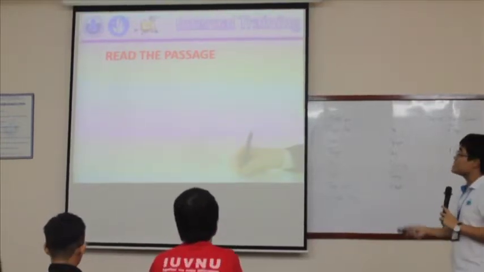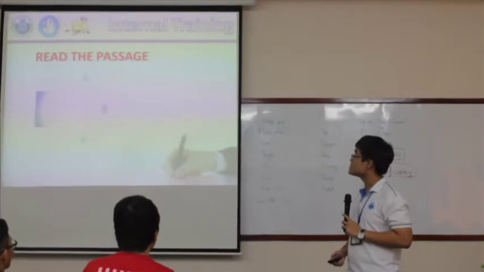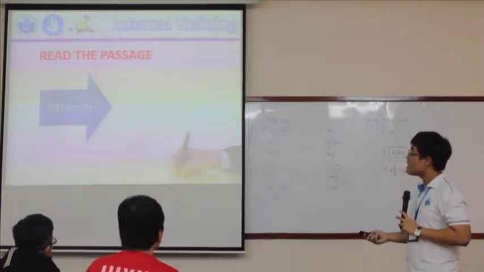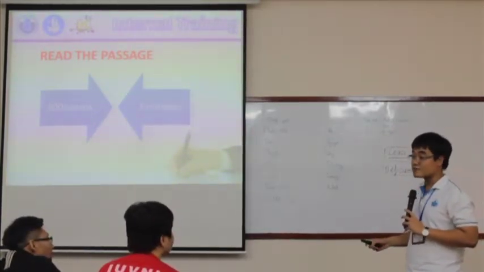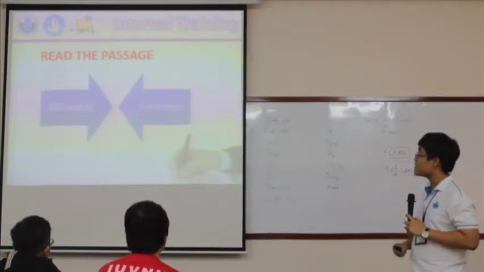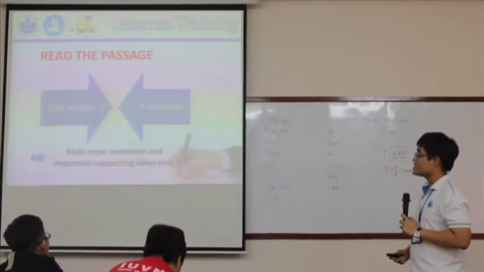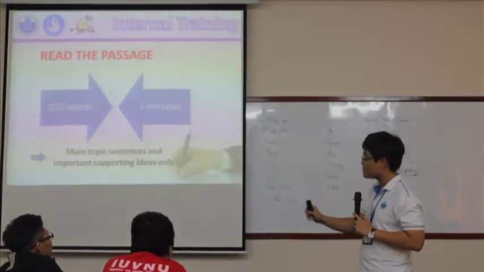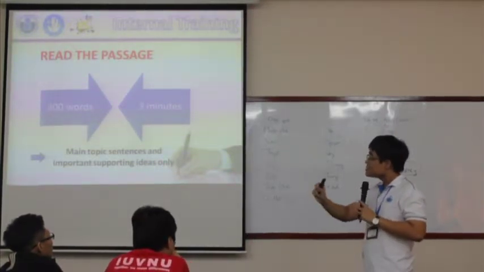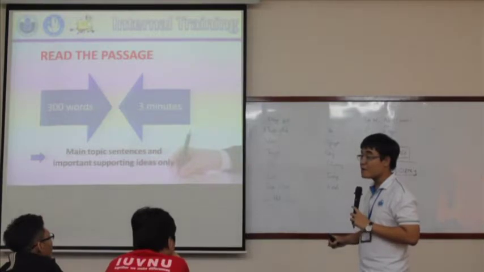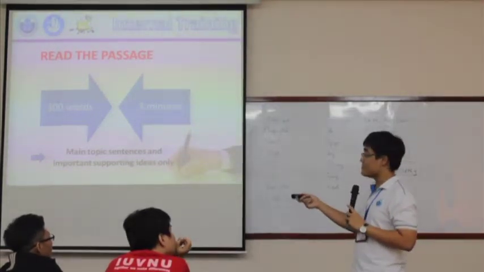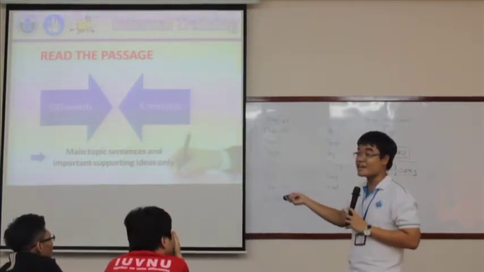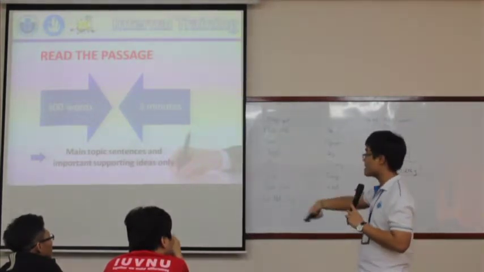Now, we consider the first step, reading the passage. In this part, you are given a 300-word passage, but with only 3 minutes. So you cannot read everything presented in the reading passage. My advice is that you focus only on the main topic sentences and some important supporting ideas. You can highlight them and then note them down on paper. Another hint is that you can use Vietnamese to do this, because nobody will check your paper whether you write correctly in English or not. It's your paper, so you can do whatever you like.